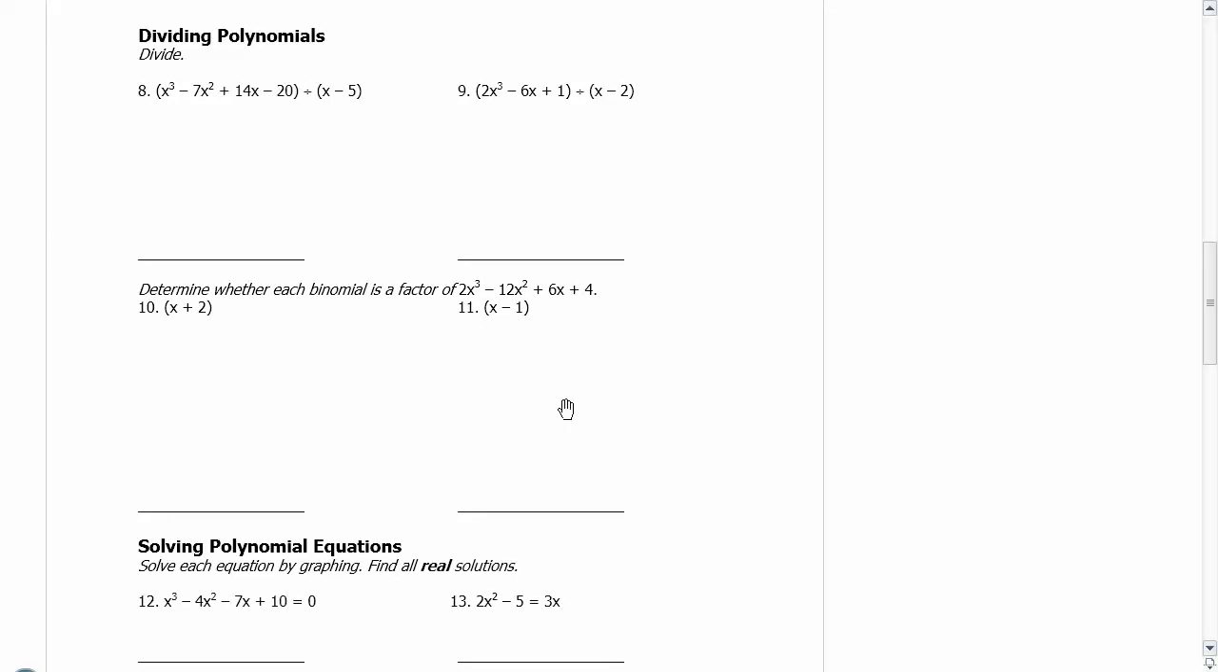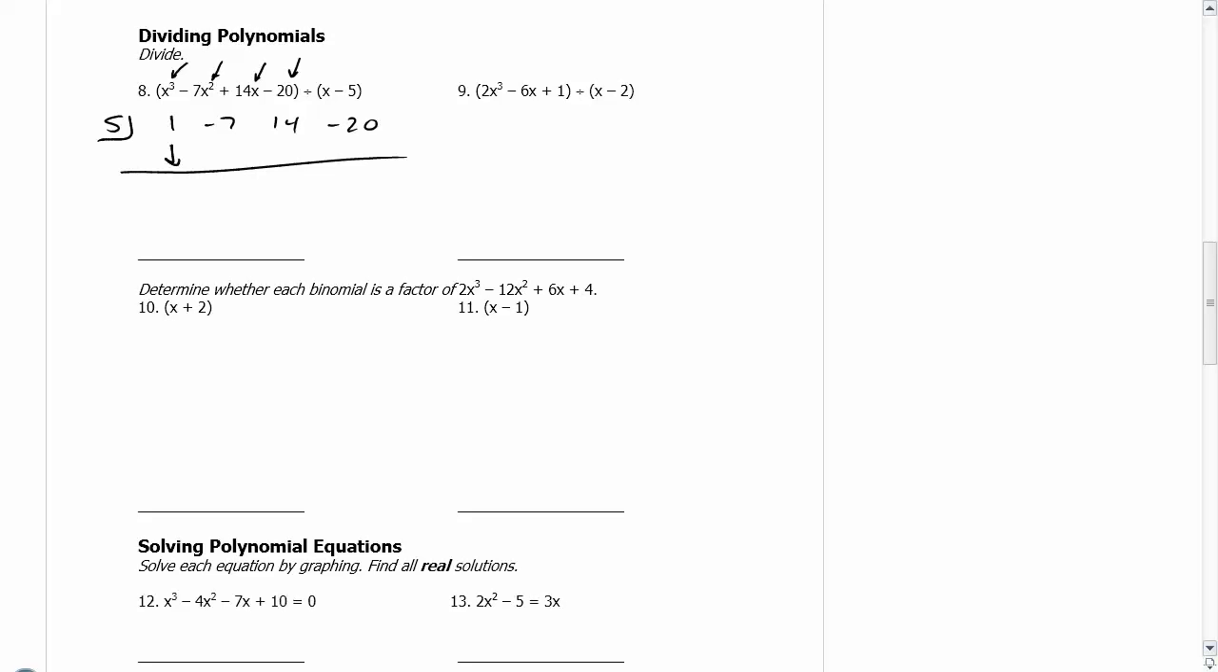Next page, number 8. What we have, division. We're going to do this all by synthetic division. So first step, check for any missing powers. We see cubed, squared, x and the number, so no missing powers. Next thing, write the coefficient of each one of them. So that's a 1, negative 7, 14, and negative 20, with a 5 on the side.